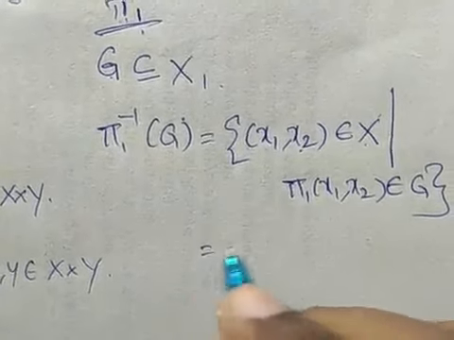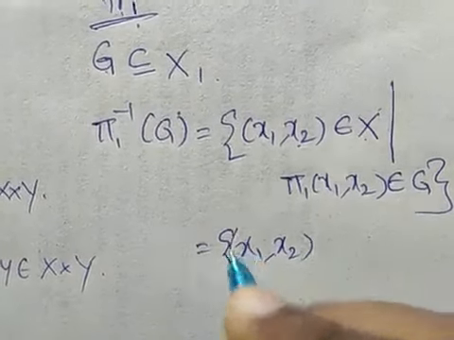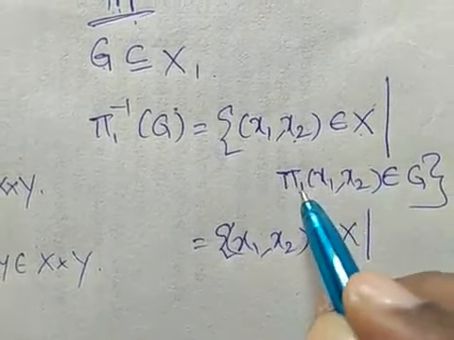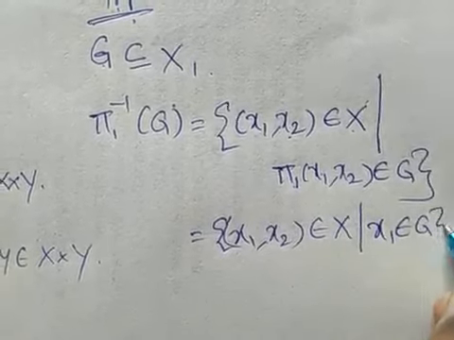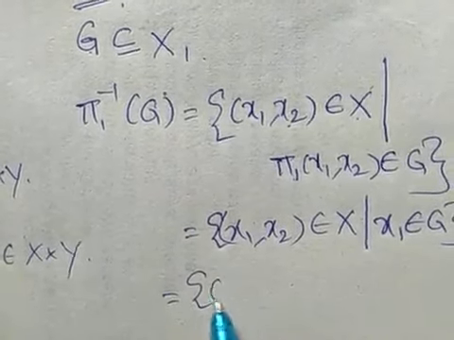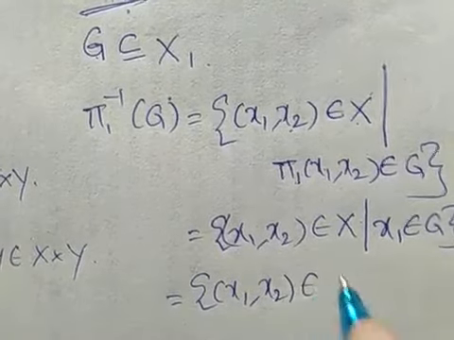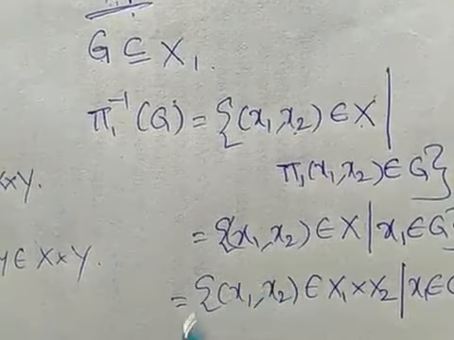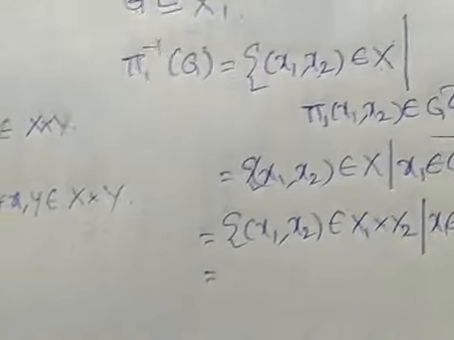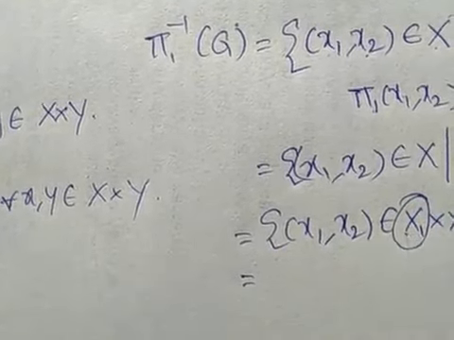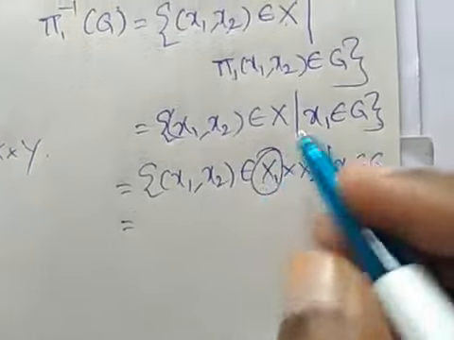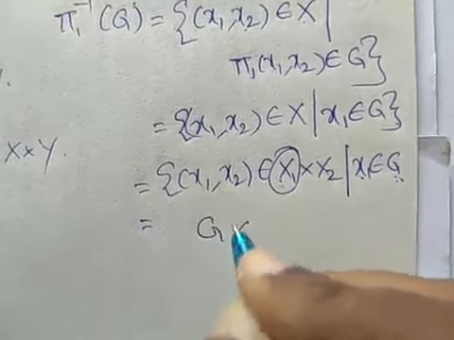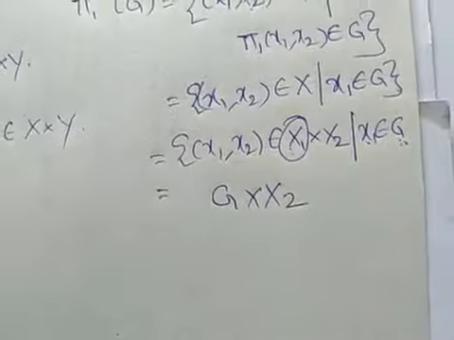So this is nothing but (x1, x2) belonging to X such that phi 1 of (x1, x2), which is x1, belongs to G. So this is nothing but (x1, x2) belonging to X1 cross X2 such that x1 belongs to G. This implies x1 belongs to G. So x1 becomes G. Therefore, with x1 replaced by G, we have G cross X2 is an open set in X.